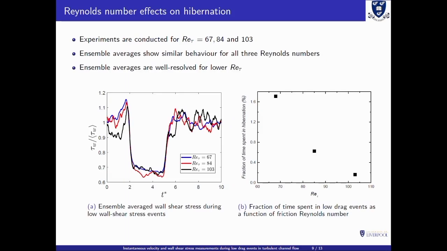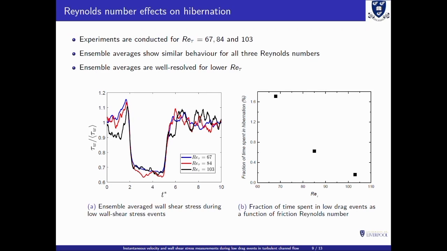So till now we have done our experiments for 3 Reynolds numbers, 67, 84 and 103. The first plot shows the normalized wall shear stress, ensemble averaged over all the low drag events, versus T star. Although our condition for the hibernation criterion is that it should be 90% of the mean, what we observed is that it is always close to 60 to 70% of the mean during these low drag events for all these 3 Reynolds numbers.